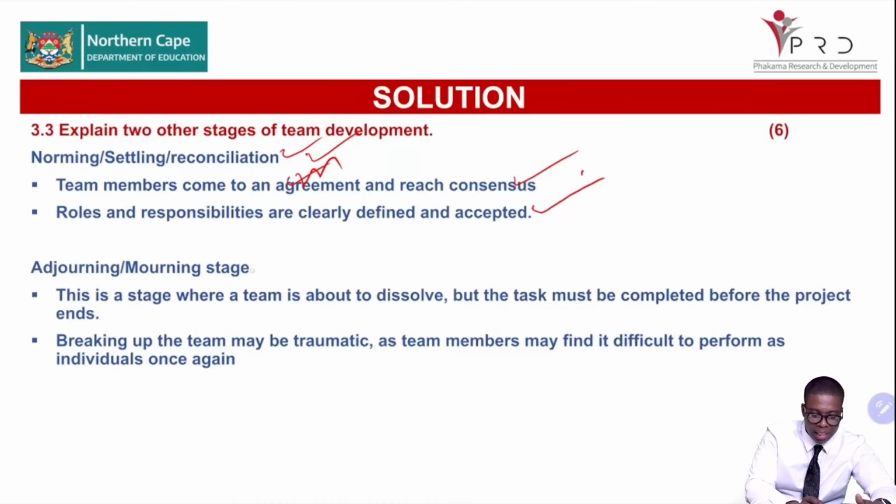And then with adjourning or mourning, this is a stage where the team is about to dissolve. The task must be completed before the project ends. Breaking up the team may be traumatic, as the team members may find it difficult to perform as individuals. So this is the last stage.